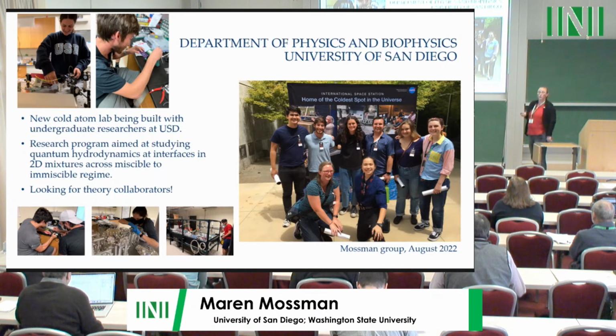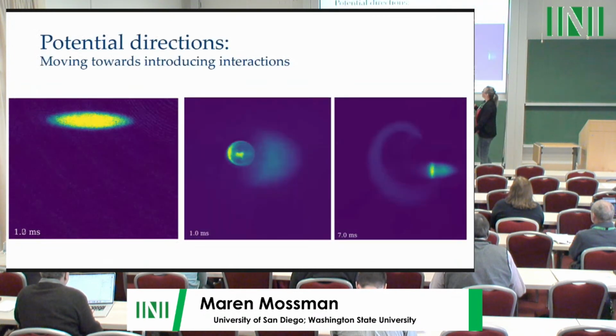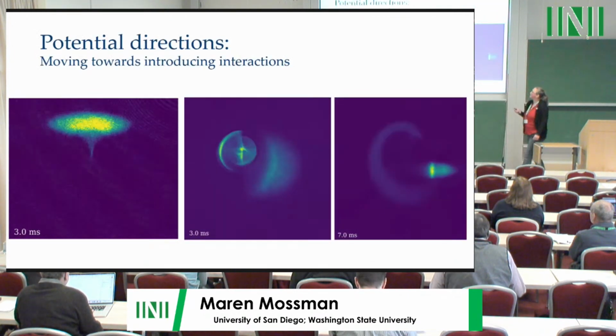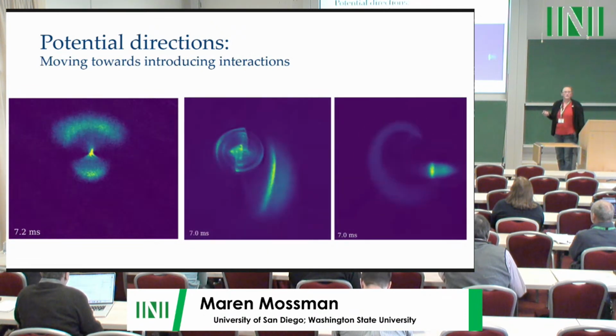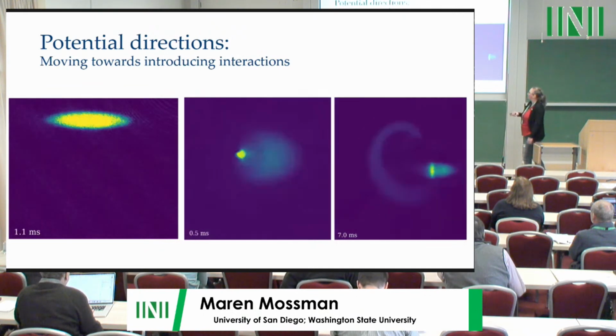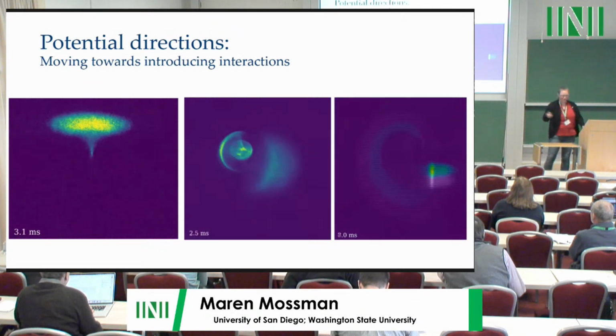But I do only work with undergraduate researchers because I am at a primarily undergraduate institution. And so right now we're building up this lab just with undergraduates, which I'm sure you all know can be interesting. They aren't around for very long, that's for sure. And so here are some potential directions. I'll leave you with this. We're looking essentially at moving towards introducing interactions within our system and seeing what kind of dynamics we can see there. So, thank you.